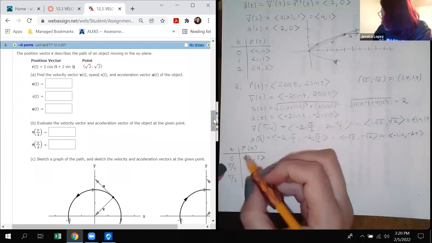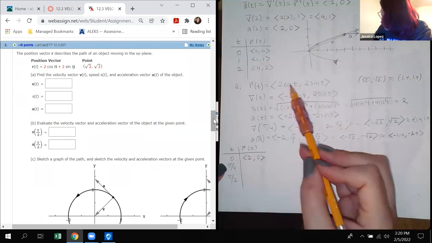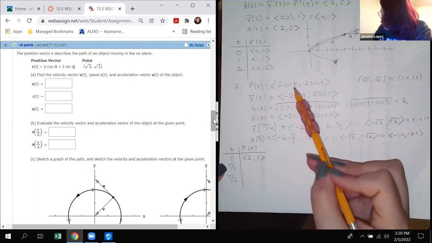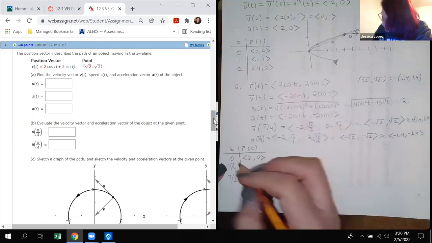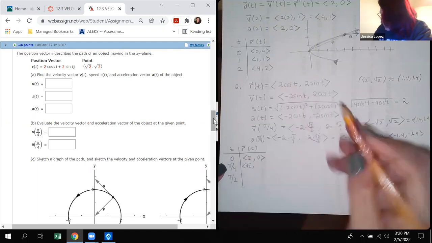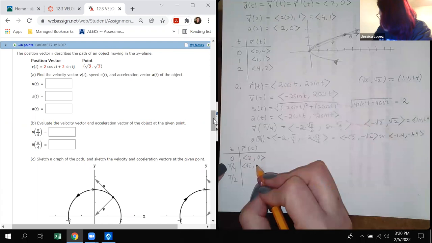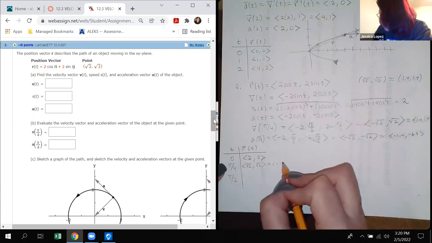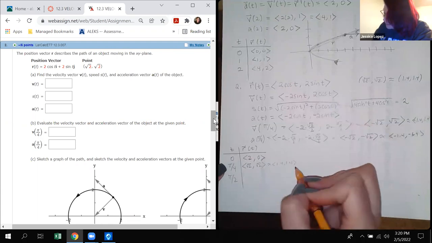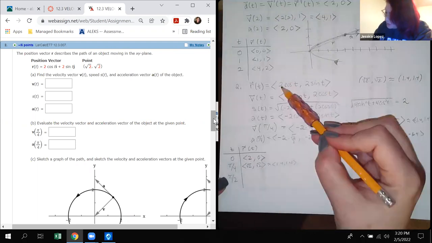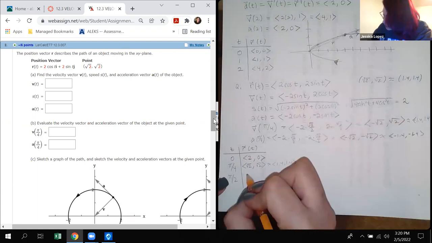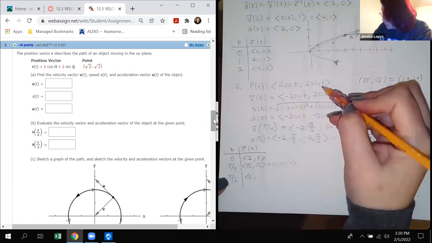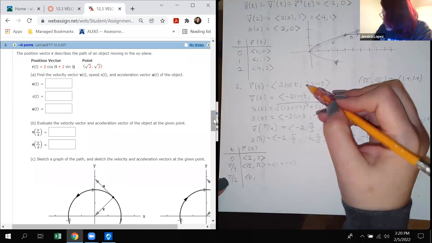Pi over 4, we kind of already plugged in pi over 4 because we know that cosine of pi over 4 is square root of 2 over 2, and those will cancel. So I get the square root of 2. Same thing here. I'll end up with another square root of 2, which is about 1.4, 1.4. Pi over 2. Cosine of pi over 2 is 0 times 2 is 0. Sine of pi over 2 is 1, and then times 2 is 2.